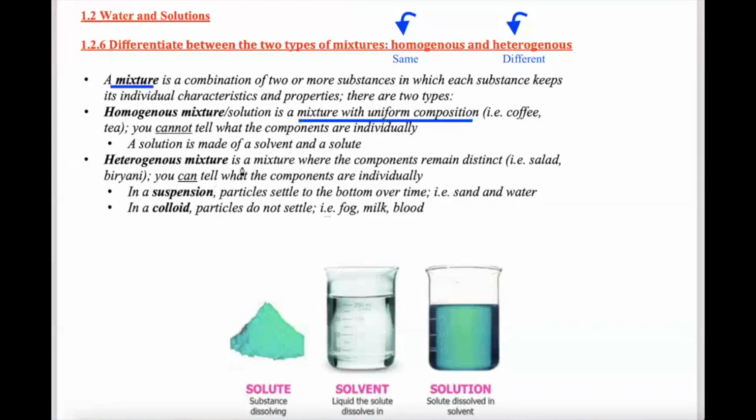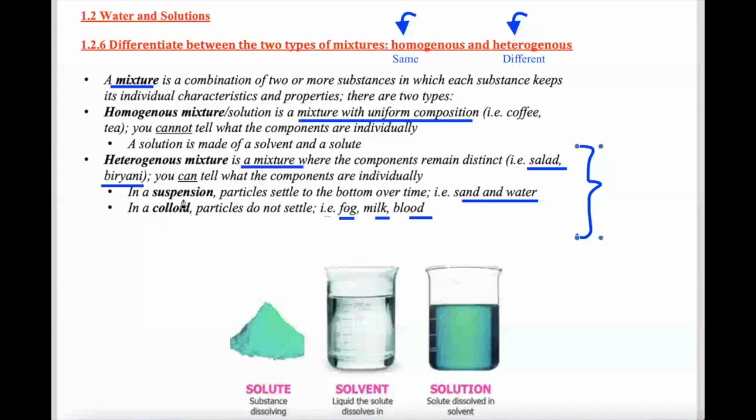Hetero is when you mix many things and you can still see the individual parts, like salad and biryani, or fog, milk, blood, sand and water. All these examples are heterogeneous mixtures. Because you can tell very easily, if you have a biryani, that we have rice in it, we have meat in it, we have potato in it, or whatever.